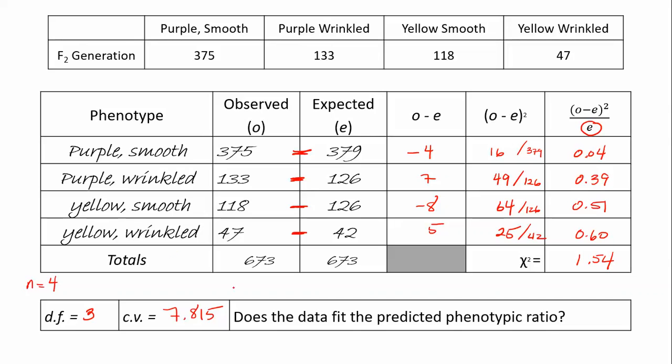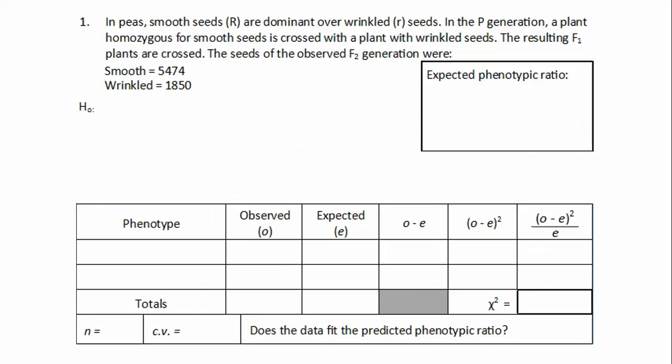So your chi-squared value of 1.54 is less than your critical value of 7.815. This means you fail to reject your null hypothesis, which means your data does fit the predicted phenotypic ratio. So now you've seen one where you reject the null hypothesis, you've seen one where you failed to reject the null hypothesis, you've also seen 2 traits, 1 trait, which means you are now ready to go on to this.